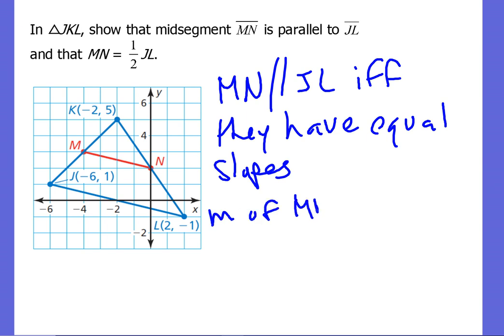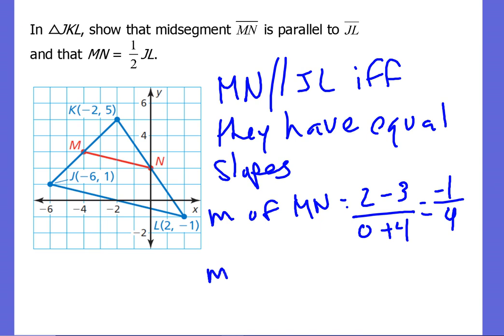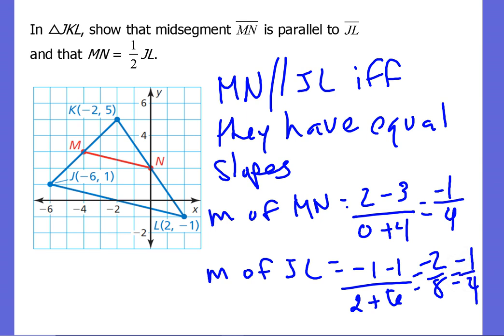So let's see if these slopes are the same. The slope of MN is equal to the change in y, so we're at a +2 minus a +3, over the change in x, which is 0 minus a -4. So it's really +4. So we're at -1/4. Then the question is, do we have the same slope for JL? The slope of JL, well, we have here a -1 minus a +1, and then the change in x would be 2 minus a -6. So 2 plus 6 looks a lot like -2/8, which simplifies to -1/4. So yes, it is parallel, and we showed it by showing they had the same slopes.